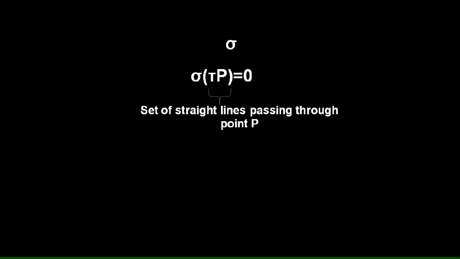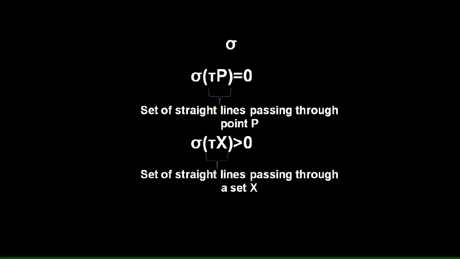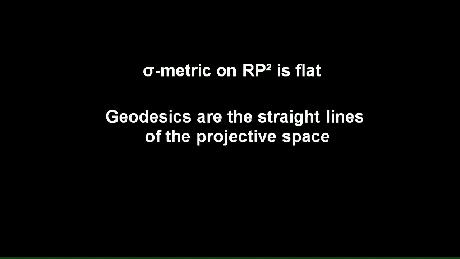Herbert Busemann introduced a new class of flat metrics where he introduced a measure sigma on the lines of the projective space RP2, which follows the following conditions. For a set of lines passing through a point P, the measure yields 0. If the lines pass through a specific set containing a straight line segment, it is positive, and its value is finite for RPn. Now, why is this important? Sigma metric on RP2 is flat. In other words, geodesics are straight lines of the projective space. Now, this is what we have been looking for.